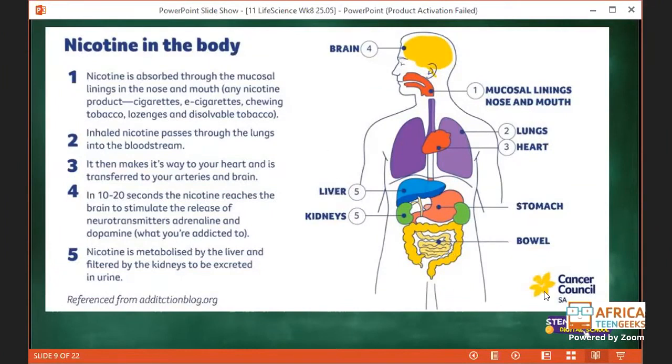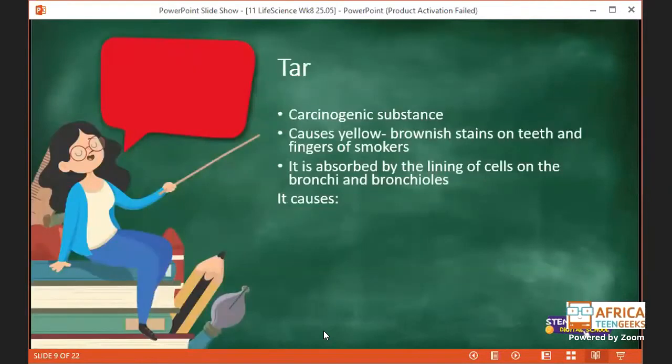Okay, so this picture comes from the Cancer Council SA's website. Right. Okay, let me see if we have any questions. Cool.